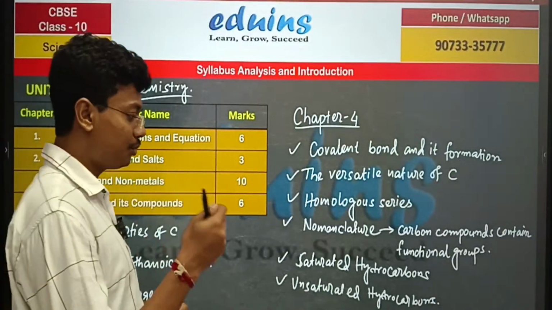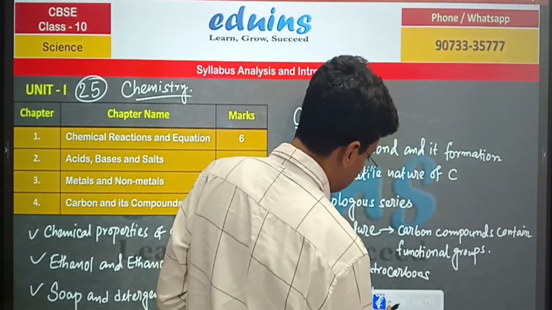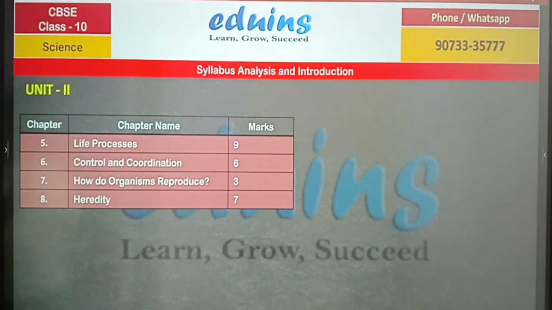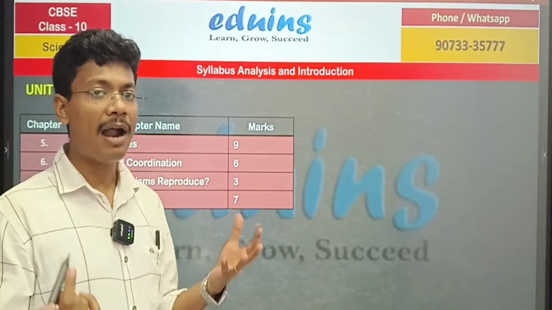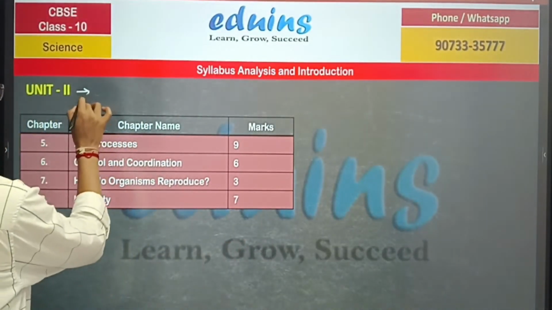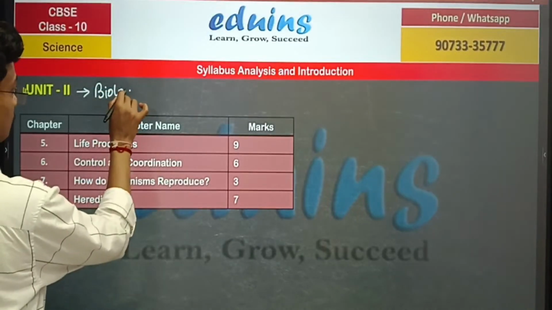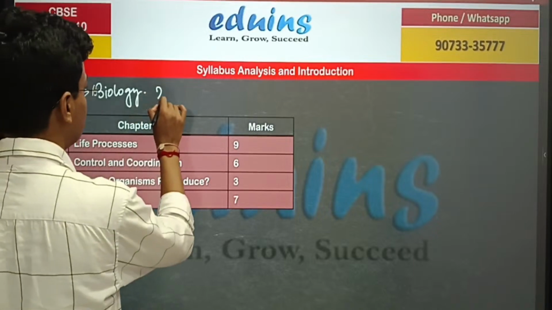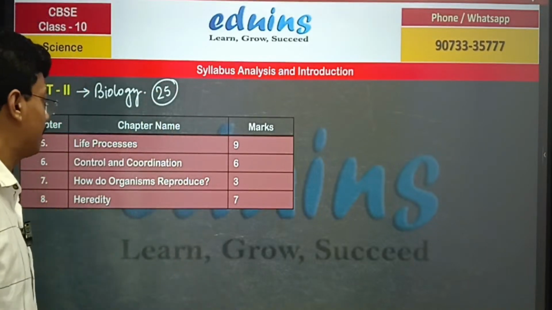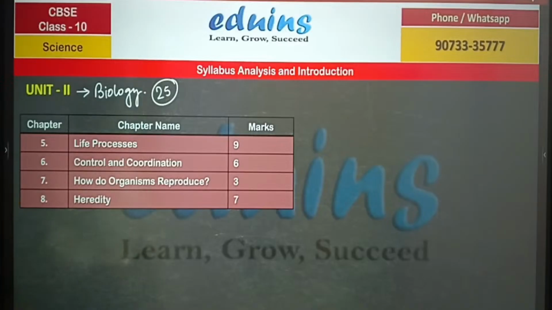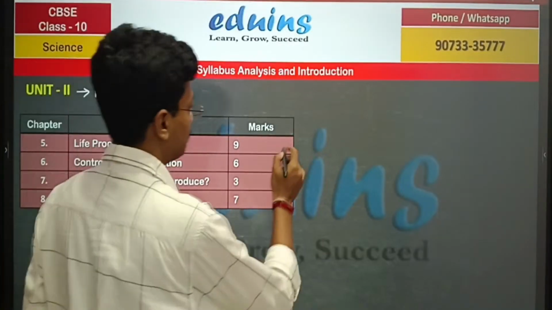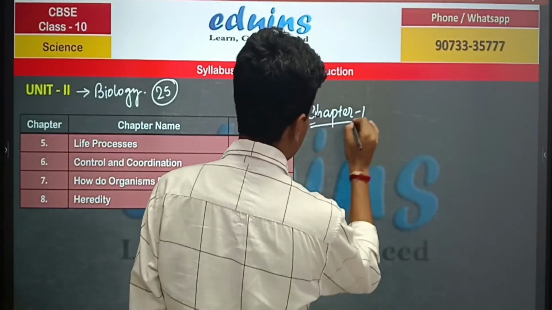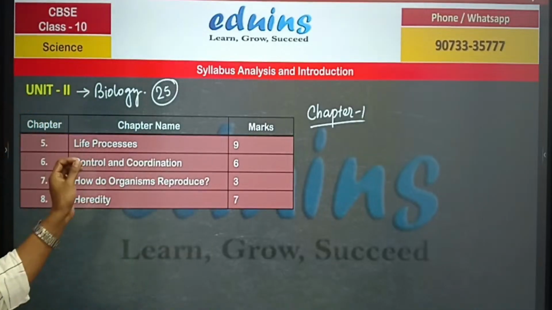Now come to the next part, that is unit 2. In unit 2 you will get 4 chapters, and this is the part of your biology. Here you will also get 25 marks. What are the chapters? In unit 2, the first chapter is life processes. Chapter 1, we will study the life processes.